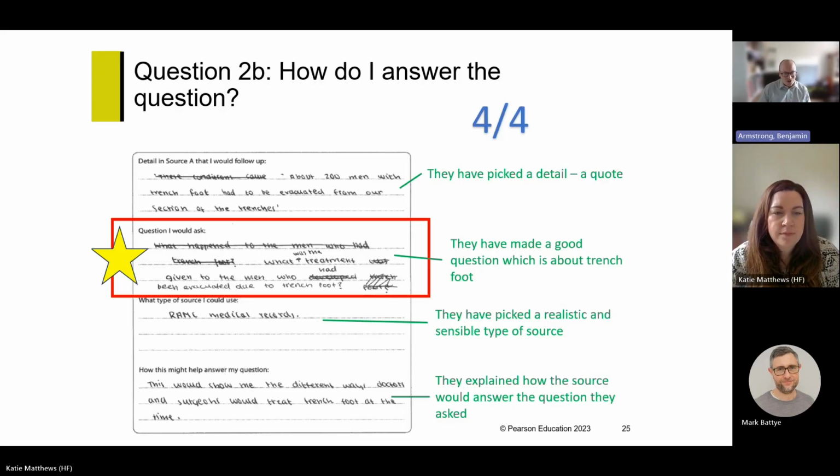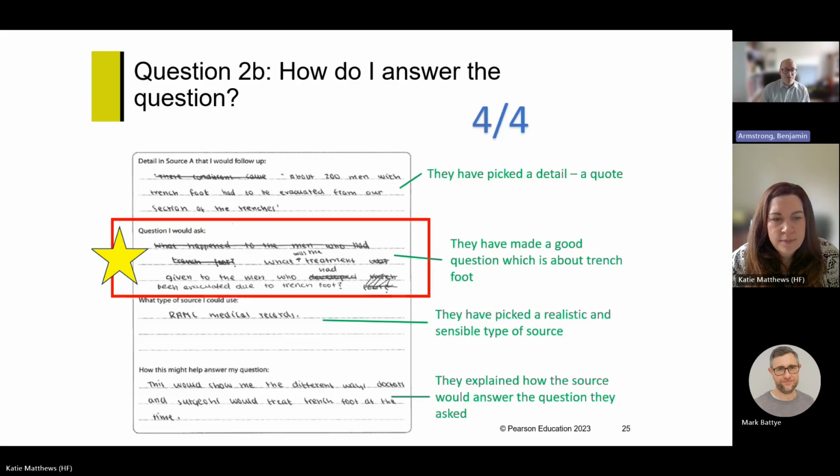They've actually tried a question and crossed it out, but the one they've left on the answer says, what was the treatment given to the men who had been evacuated due to trench foot? That's a great question. Remember, they need to inquire about the problem of trench foot. So asking about a treatment that was given is a really good way of asking a question to learn more.